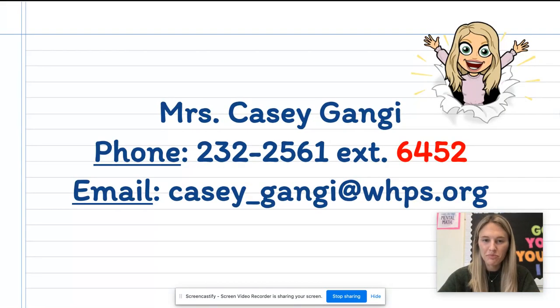Level 1. So here is my contact information if you ever need to reach me. My phone extension is 6452, and here is my email as well. You can totally email me or call me if you ever have any concerns about your child or you need any clarification about anything.